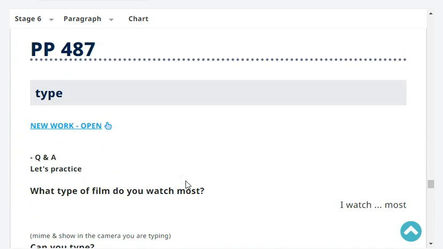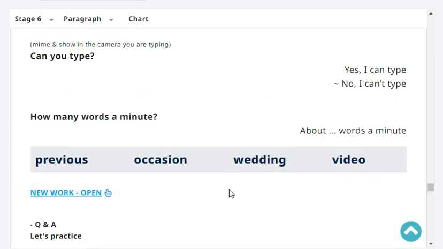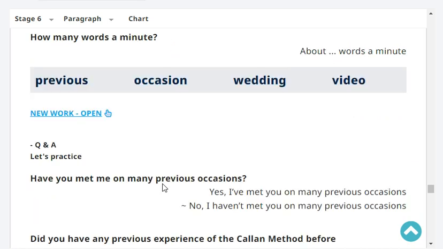Very good. What type of film do you watch most? I watch comedy the most. Very good. Can you type? Yes, I can type. How many words a minute? About 60 words a minute.